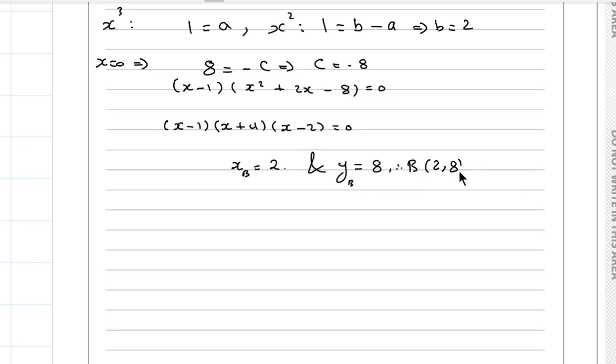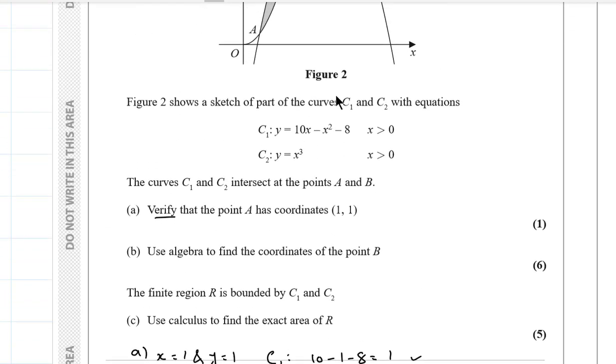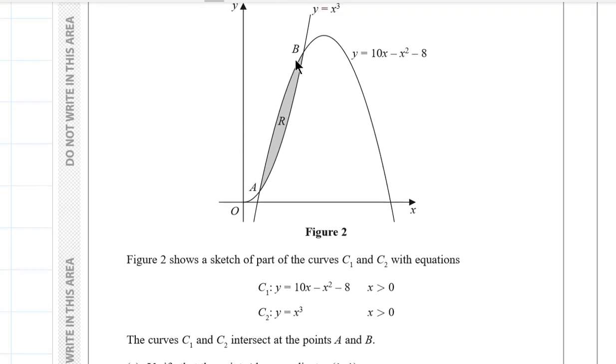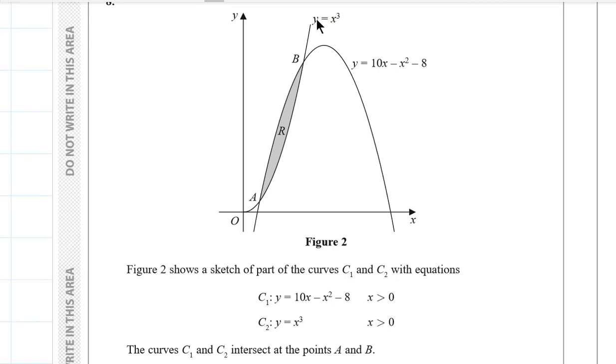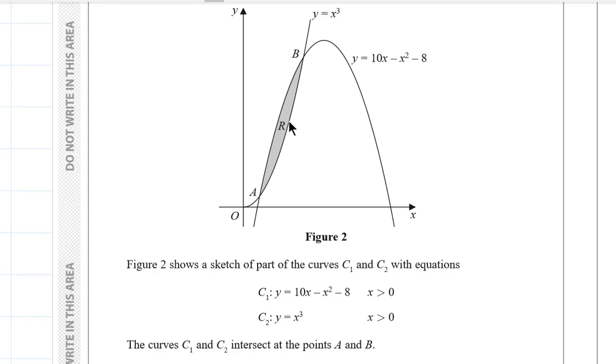Okay, the finite region R is bounded by C1 and C2. Use calculus to find the exact area of R. Integration, of course, right? If we look at the figure, the upper curve is 10x minus x squared minus 8, and the lower curve is x to the power 3. We should write the integration of the upper minus lower, the top minus the bottom. So we will integrate the following.